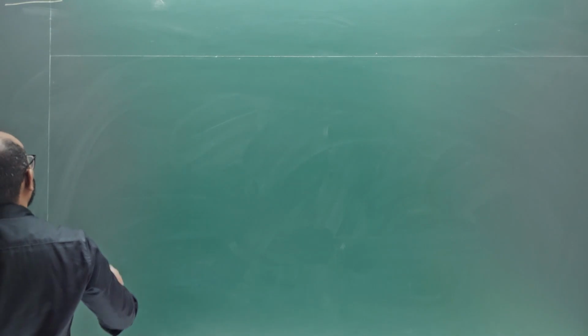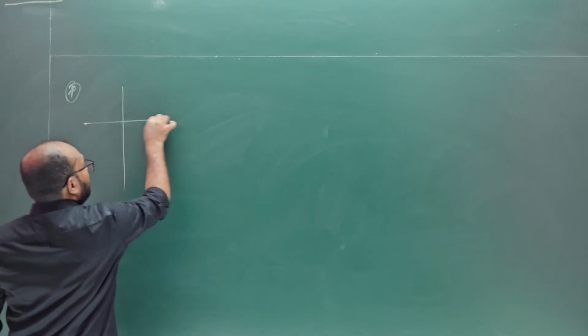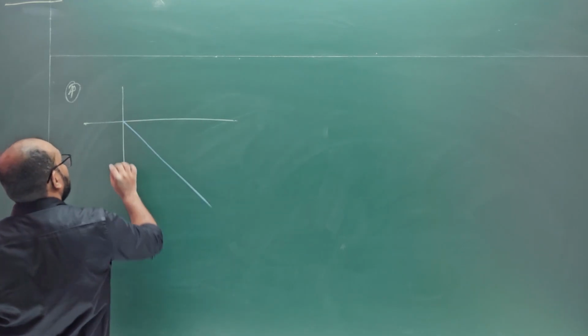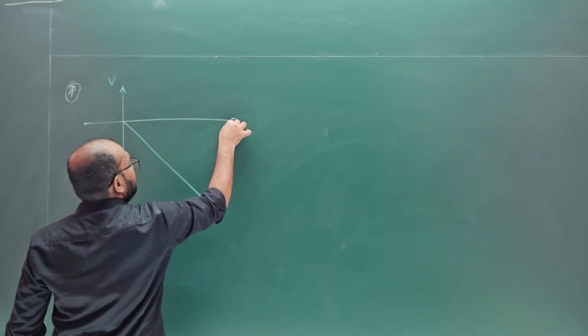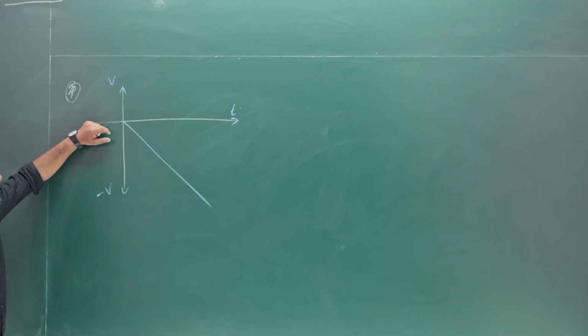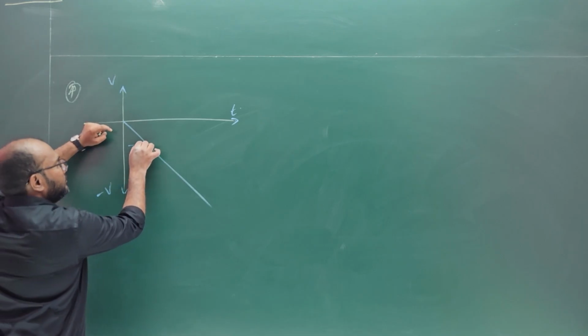Okay, the next is graph number 4. This is your velocity, this is your negative velocity, and this is your time. Someone please comment on this. Where is the body going, first thing? Negative side or positive side? How? By checking the slope. Let me check the slope.